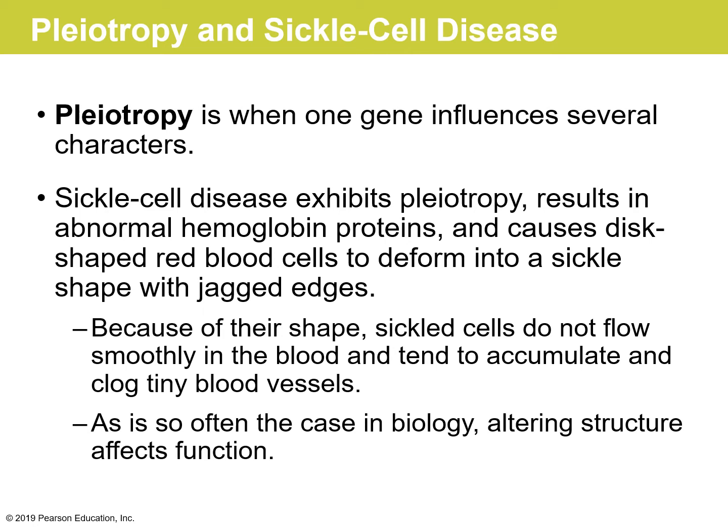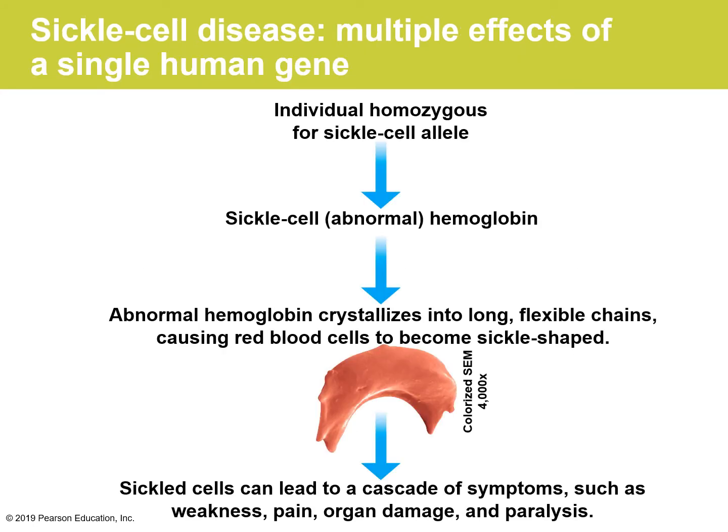Now let us see how the sickle cell anemia gene is pleiotropic in the next slide. In sickle cell anemia, an individual who's homozygous for the sickle cell allele, in that individual, the red blood cells, instead of being disc shaped or donut shaped, become sickle shaped. So the sickle shaped cells clump together, they do not flow easily through the blood vessels, and then they accumulate and obstruct the blood flow. So there is abnormal hemoglobin and abnormal red blood cells, and these sickle cells can lead to a variety of symptoms downstream, and they can cause weakness, pain, organ damage, as well as paralysis.